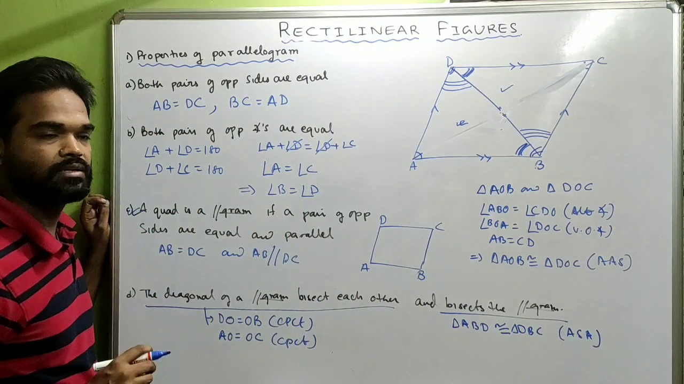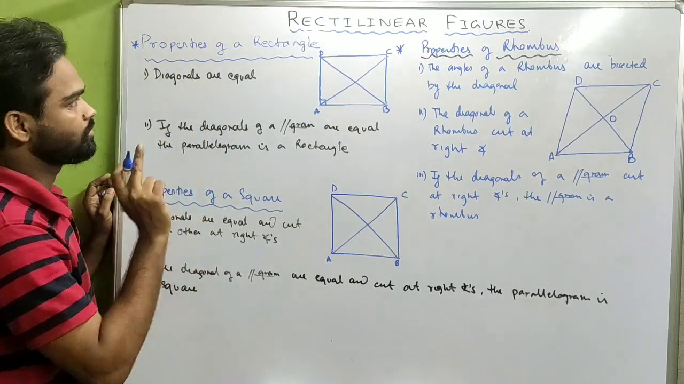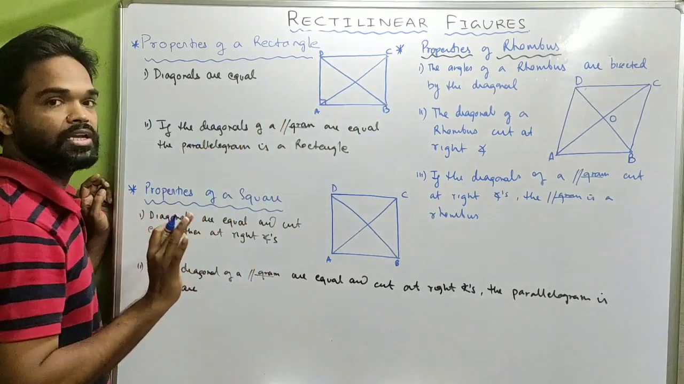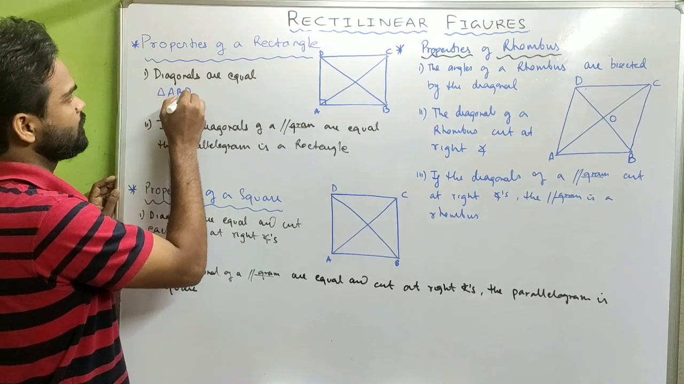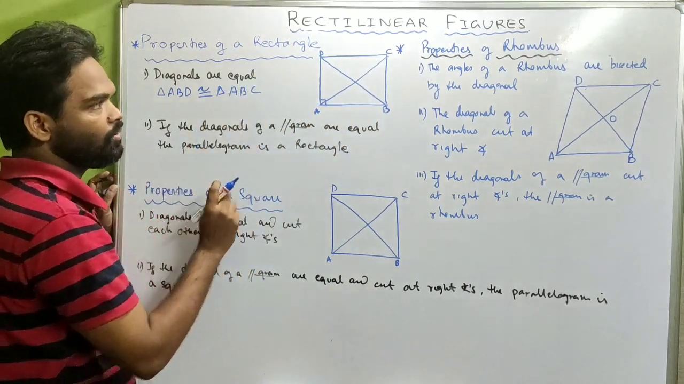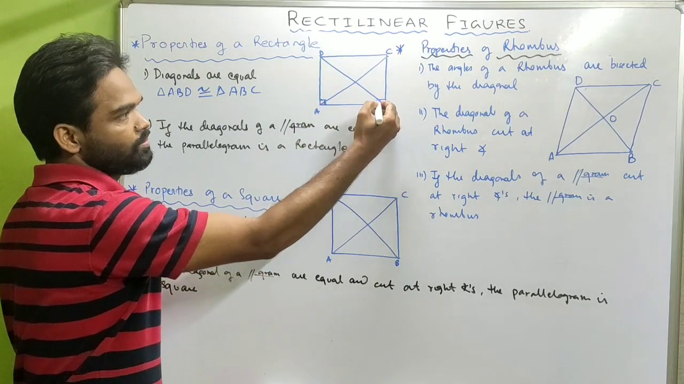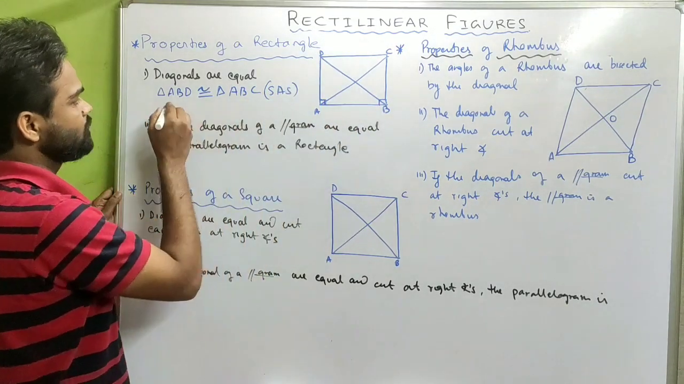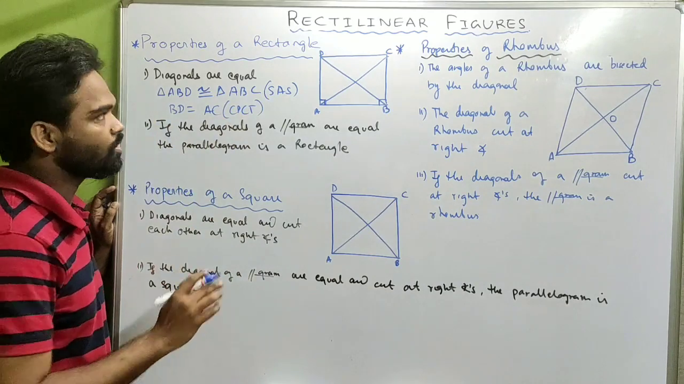Done. Now let us see properties of another quadrilateral. Now let us look at the properties of a rectangle. The first one, diagonals are equal, which means AC and BD are equal. How do you prove that? Very easy. Take triangle ABD. You will see that this triangle is congruent to triangle ABC. How? AD equals BC, AB is common and angle A is equal to angle B. So side angle side. So they are congruent, and if they are congruent, then BD will be equal to AC by CPCT. Done. Remember this property, very important.